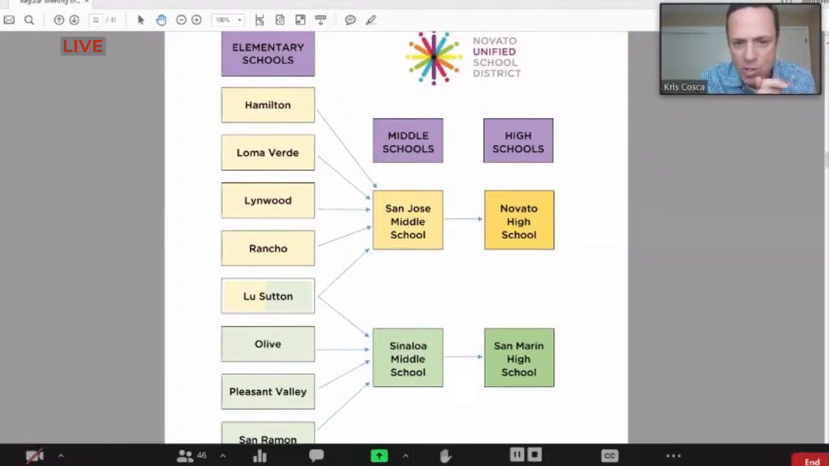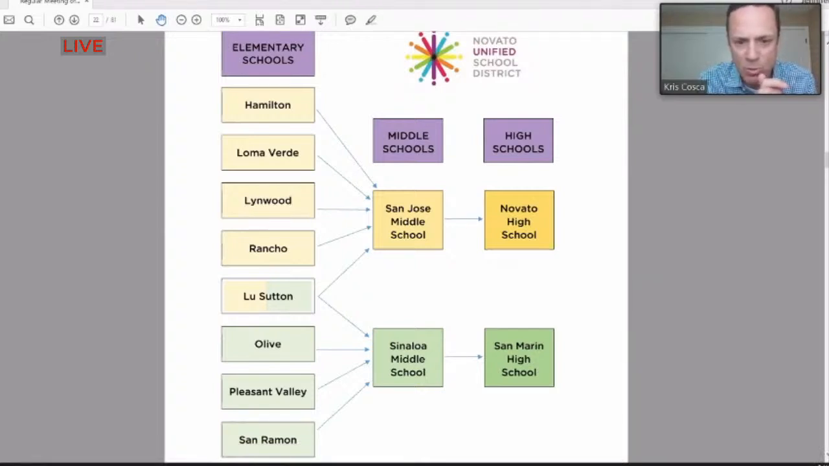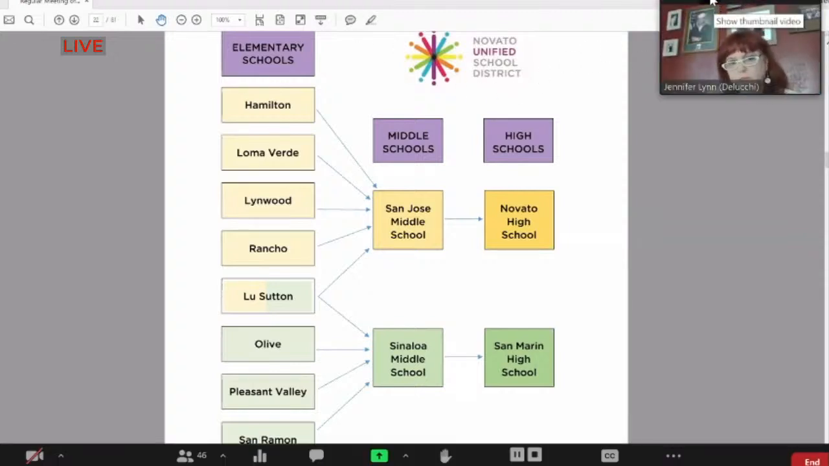But in general, this is our feeder pattern for our school district, with about half of the schools going to San Jose Middle School and then moving on to Novato High, and about half of our kids going from about half of our elementary schools to Sinaloa and then moving on to San Marin High School. Do people have questions about this now? We can certainly revisit it later. Jen, I think you could probably stop sharing unless we need to pull it back up. Any questions? Okay, thank you.